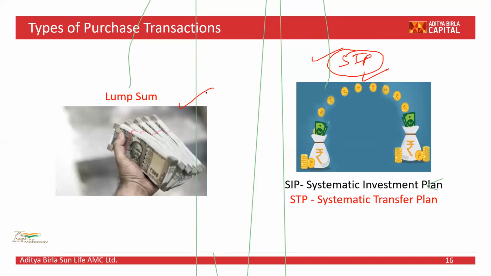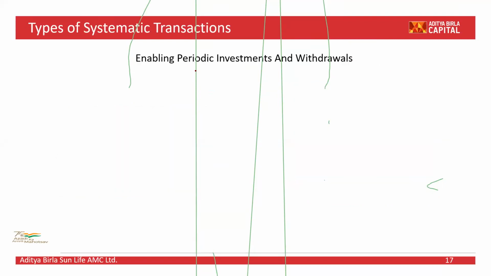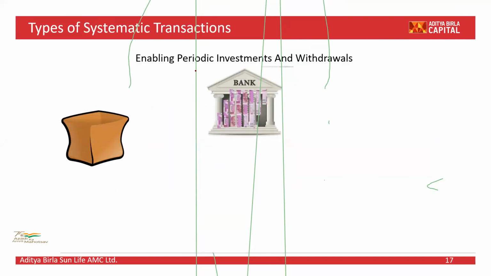That doesn't mean you should not do a lump sum. You could be eligible for some bonuses or incentives coming in. So if you have some extra money, don't tend to spend it. Tend to save it and try to convert it to investment by doing some lump sum investment also. These mutual fund investments also enable periodic investments and even withdrawals. Systematic withdrawal plans are there.